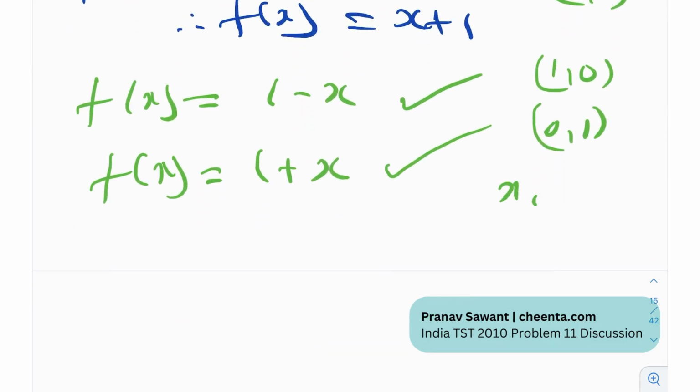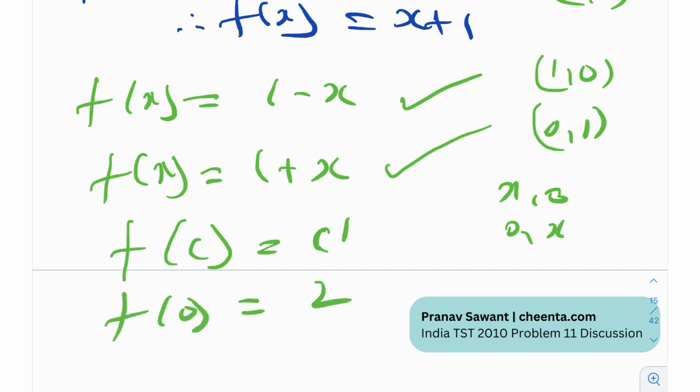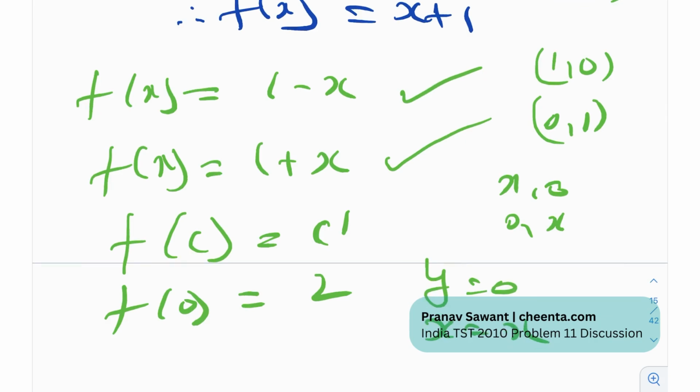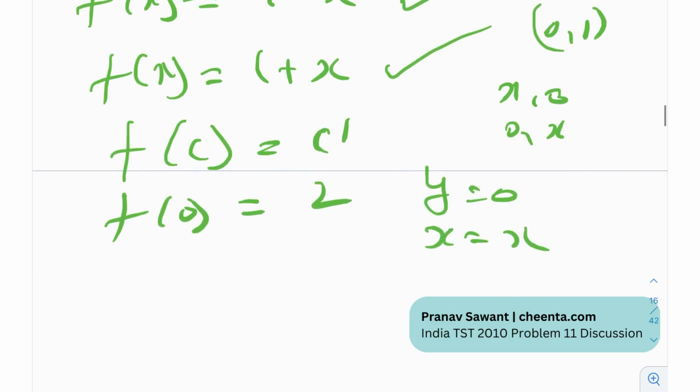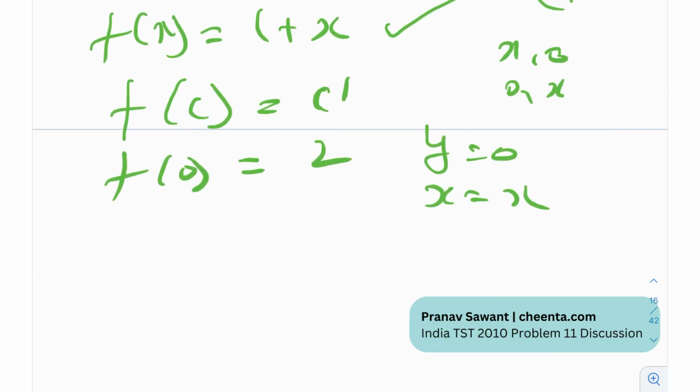You can put x, 0, you can put 0, x, you can check if the function is injective, if it is surjective, if it is both, it will be bijective. These are some of the ways that you can start the problem, right? But here again we just used substitution strategy. We started simple, and once you get to a point, for example, if you get f of c is equal to c prime for any value of c, for example f of 0 is 2, you just plug in y equal to 0 and x equal to x and see what that gives you. It may help out actually. You might get directly an expression in x. So that was an interesting problem, and I hope you learned a lot from it.